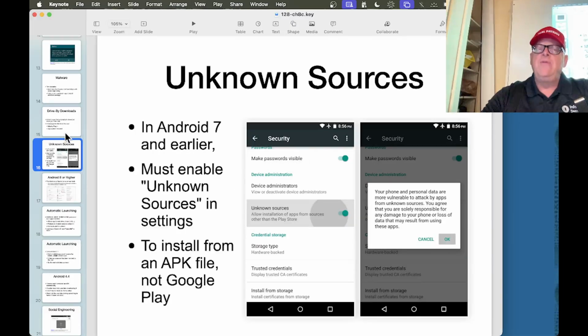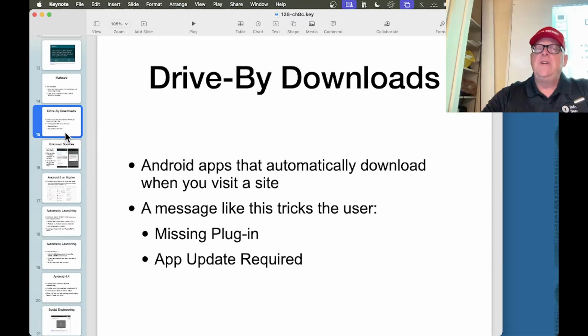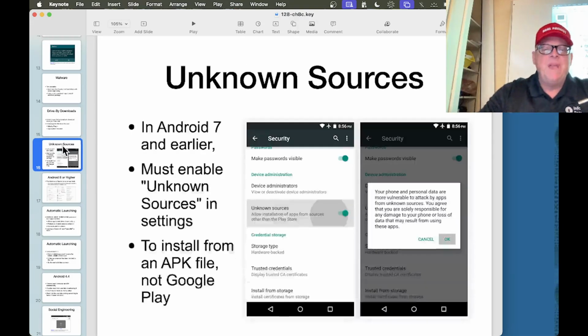If you went to a site and tried to download one file, it would tell you, but if you tried to download 5 files, they would just go on without asking you. They patched that, though, but there's always something. And so here, in Android 7 or earlier, you have to allow unknown sources in order to install from an APK file. You can only install from Google Play otherwise.